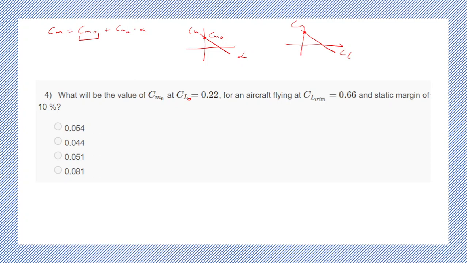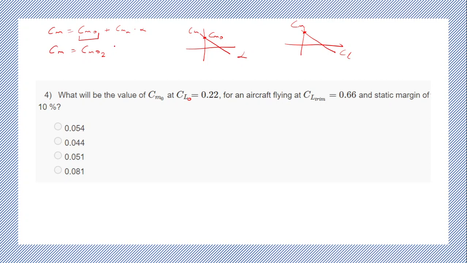They follow the same trend. Yes, CM versus alpha and CM versus CL both have a negative slope for a stable aircraft. But is the intercept the same? This CM naught and this intercept, is it the same value? Let's try that. I'm just writing the equation in terms of CL. For now, let's take it as a different quantity. We'll see if it's the same or not.